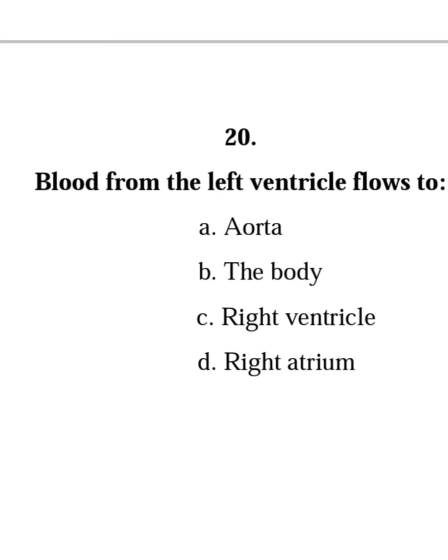Number 20. Blood from the left ventricle flows to aorta, the body, right ventricle, right atrium. The correct answer is A, aorta. So the blood from the left ventricle flows into the aorta.